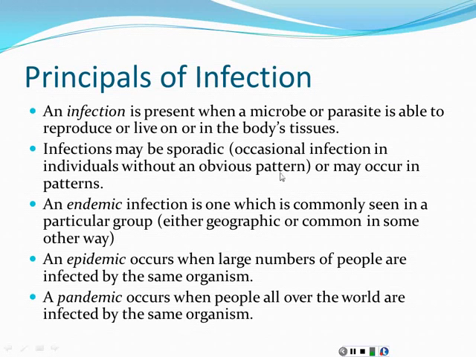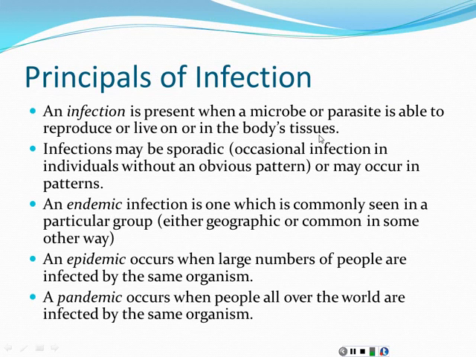All right, so those are the agents of infection. Bacteria, the protozoa, a little bit about yeast, the prions. But it turns out that most infections kind of follow the same principles regardless of what the causative agent is. So first of all, just a simple definition. An infection is present when a microbe or parasite is able to reproduce or live in the body's tissues. And in the body's tissues is never one of those places where there's resident flora.